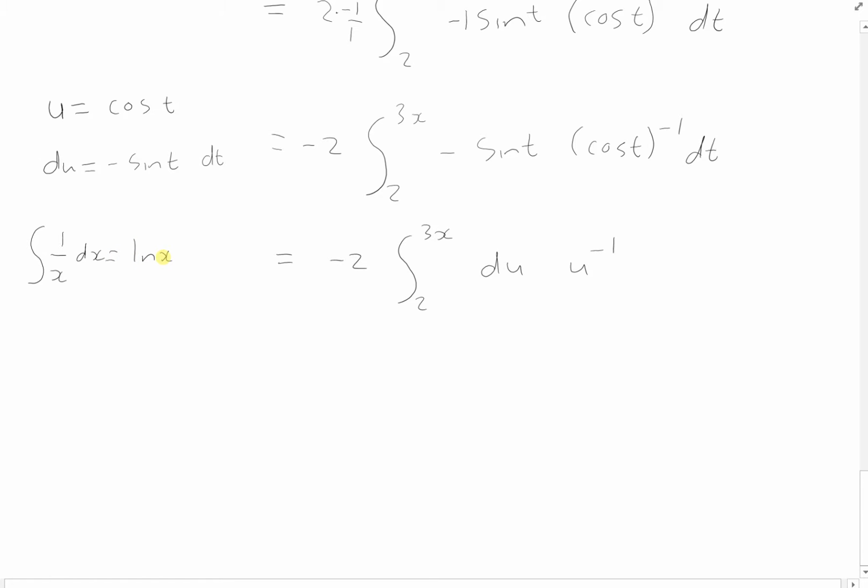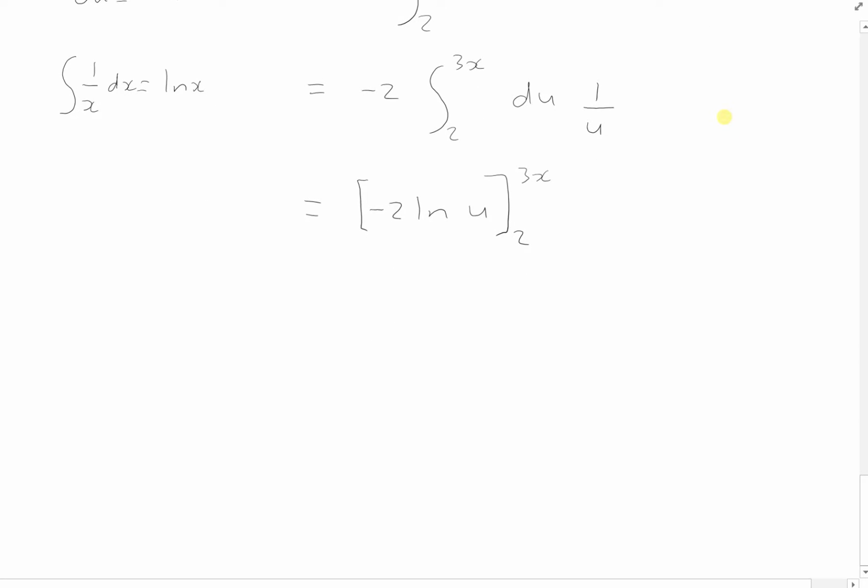If you don't remember that, go back and check over your logarithmic integrals, or integration of logarithmic functions, should I say. So in this instance, u to the -1 is the same thing as 1 over u. So this is a logarithm basically. So I'm taking the integral of it, so I'll have -2 ln of u, and this is going to be from 2 to 3x.